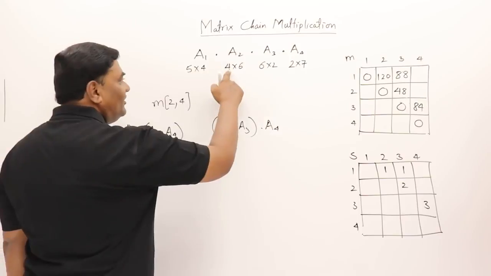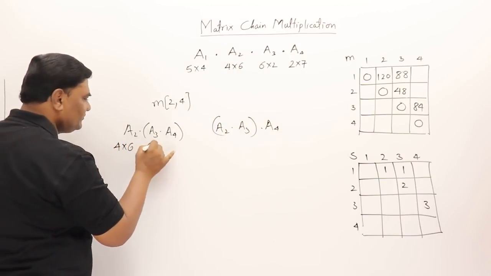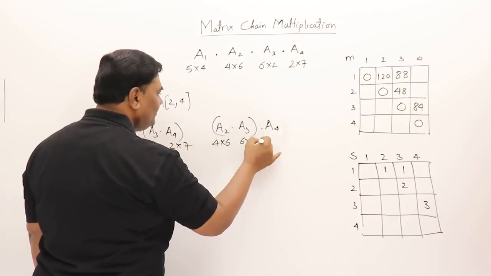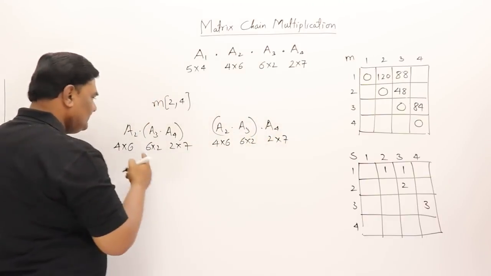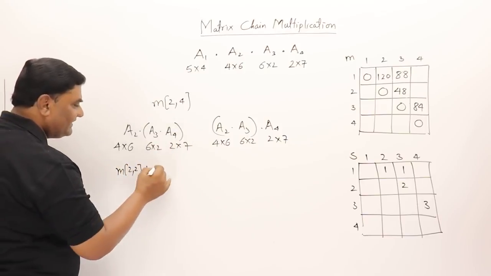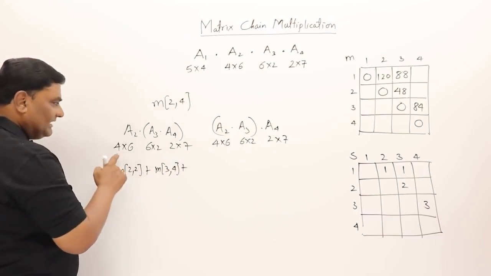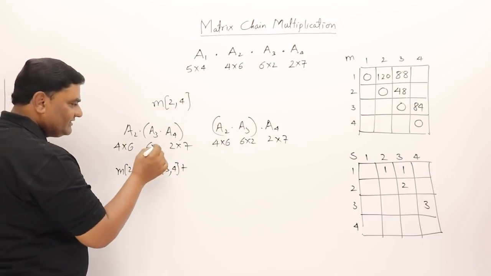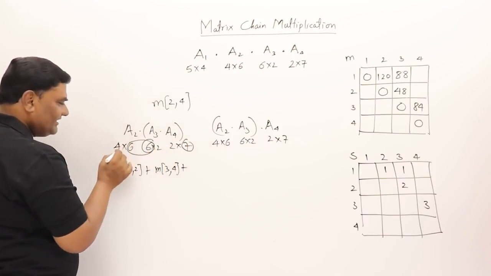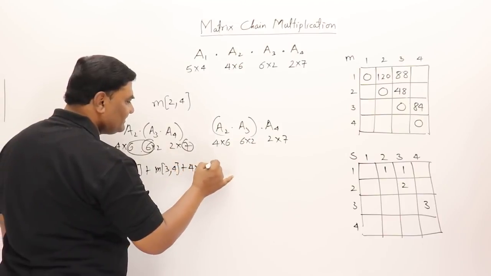Let us check this. 4, 6, 6, 2, 2, 7. Now what is this one? This is m of 2, 2 plus m of 3, 4 plus the product of this one. We will get this as a dimension, and these two are the same, so they are multiplied: 4 into 6 into 7.